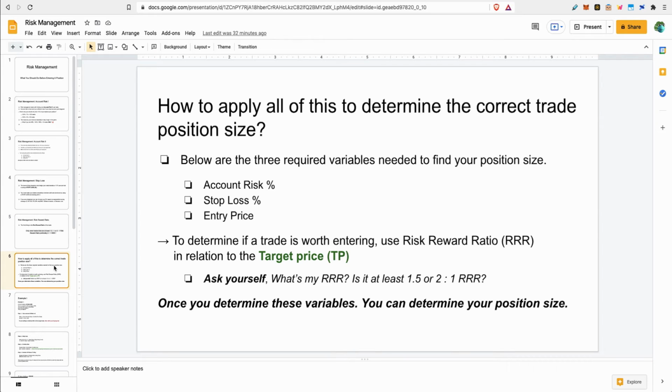So how to apply all of this to find your correct trade position? There are 3 required variables, like I said before: your account risk, your stop loss, and your entry price. And to determine if a trade is worth entering, you use the risk reward ratio in relation to your target price. Before you enter a position, ask yourself, what's my RRR, my risk reward ratio? Is it at least 1.5 or 2 to 1? Once you have these variables, you can determine your position size.